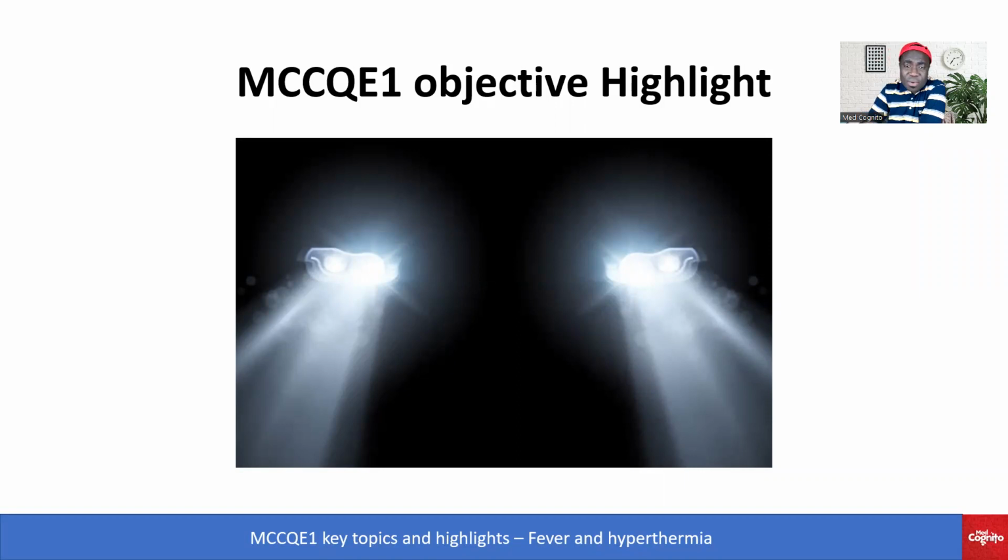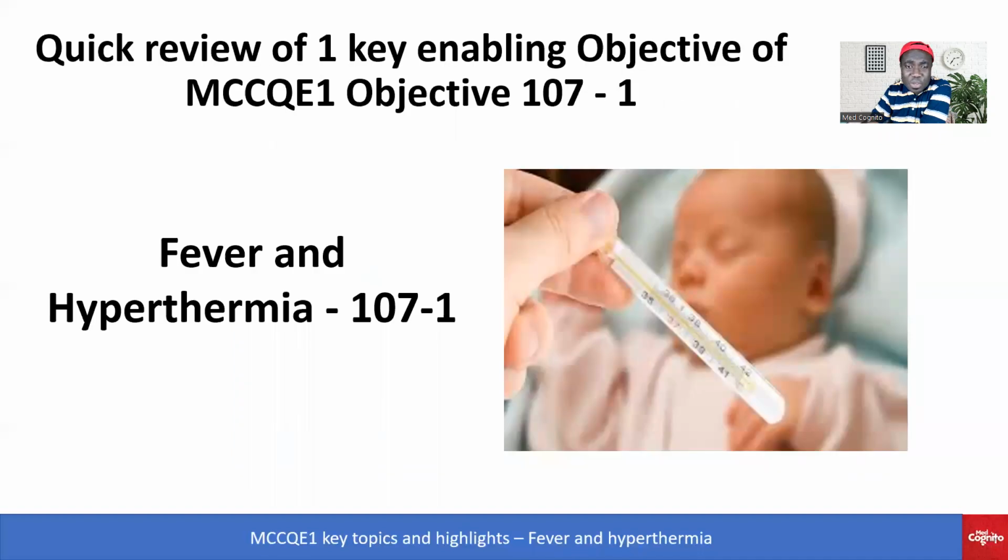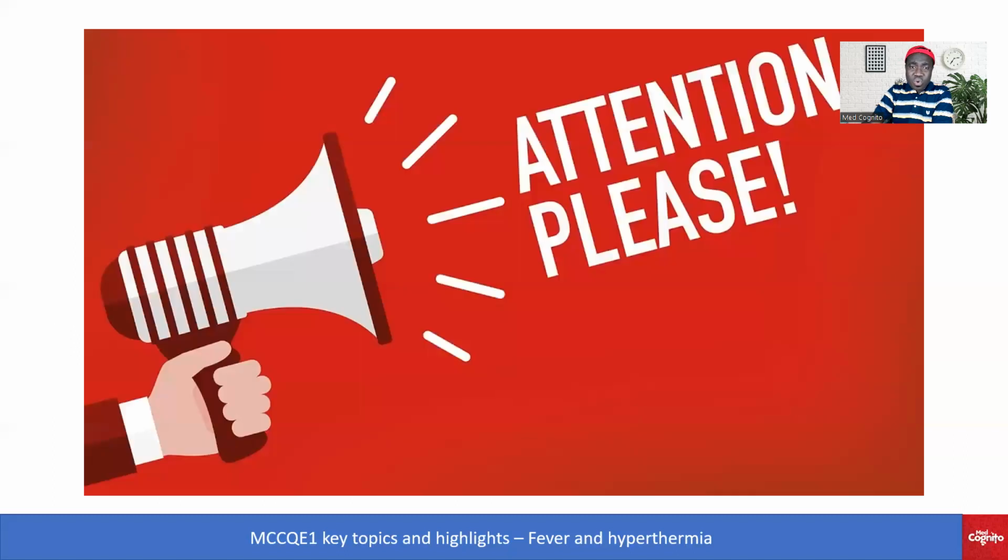I want us to go through one of our key MCQ1 topics. Today I want us to review objective 1071, which basically talks about fever and hyperthermia. But we can't obviously review the whole objective right now, so I want us to pick on a key one which people have asked so many questions about. They don't know how to go around it.